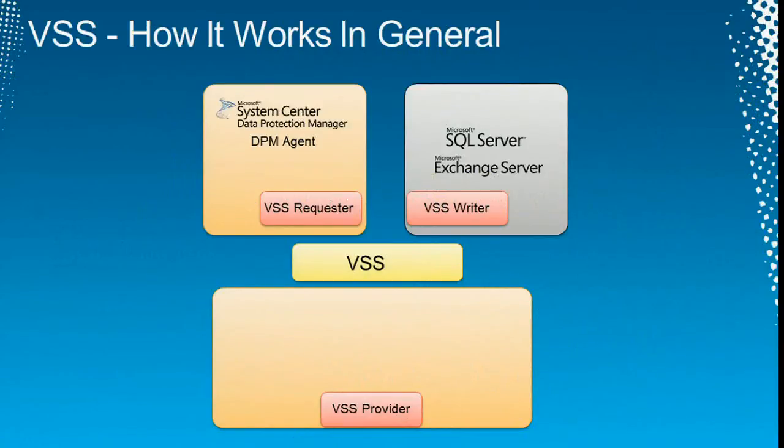Now, before I go into Hyper-V, let me first give you a general overview of how VSS actually works. So, to begin with, we have a VSS requester. In my case, it's going to be the DPM agent. And that DPM agent is going to say, hey, it's time for your backup. I need data. So it's going to tell that to the VSS provider. And the VSS provider is something that's lying somewhere on the storage level. It can be a hardware provider, it can also be a software provider, right?